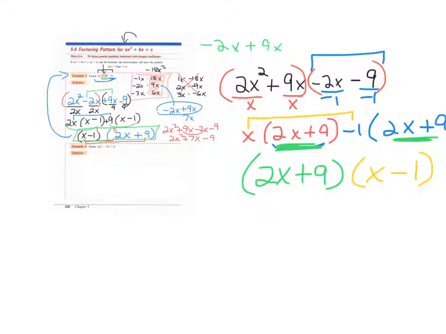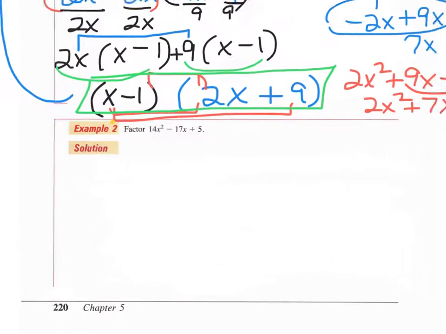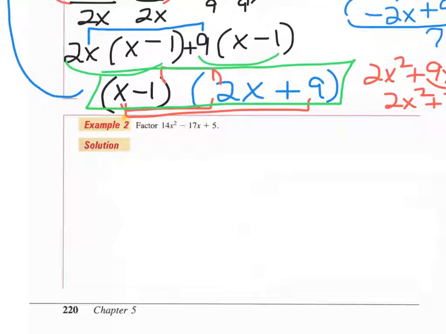Let's try another example. So for this one, again, my first step is to multiply the beginning and the end. 14 times 5 gives me 70. So I'm looking for the factors of 70x squared. Notice my end term is positive, or this is a positive 70. So this tells me my signs need to be the same to multiply to get a positive 70. However, notice my middle term is negative. So this tells me both of my factors are going to be negatives.